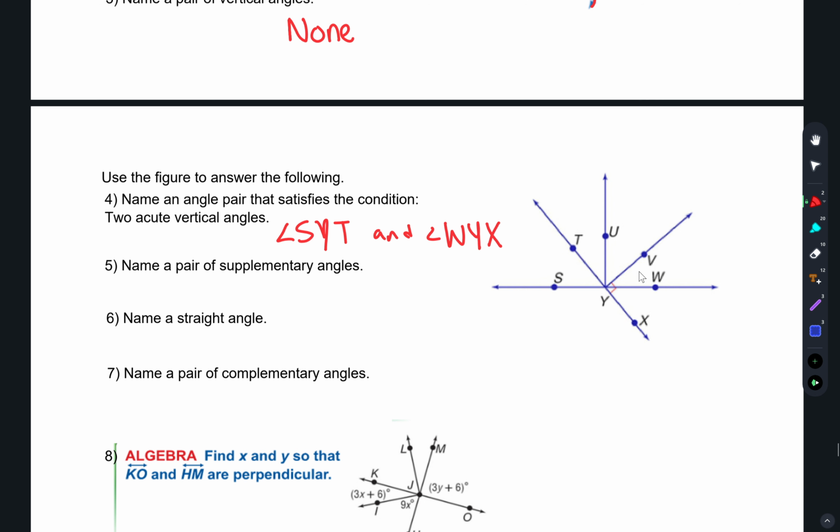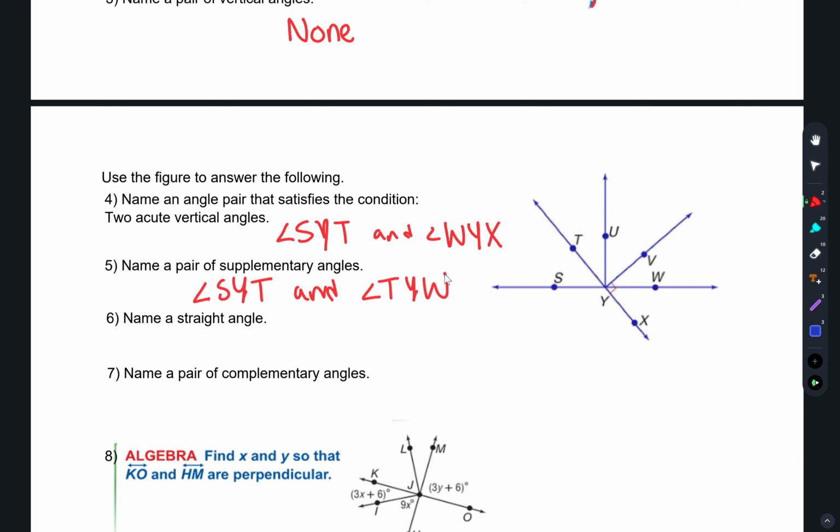Okay, supplementary angles. Remember, to be supplementary, they just have to add up to 180. The easiest way to find supplementary angles is to look for where are my straight lines. Do we see this straight line here at SYW? Right here, if I cover that up, that forms a straight line. So I'm going to pick 2 angles that make up that entire straight line. I'm going to pick SYT again. And I'm going to pick the one that makes another straight line, TYW. Finish off that linear pair.